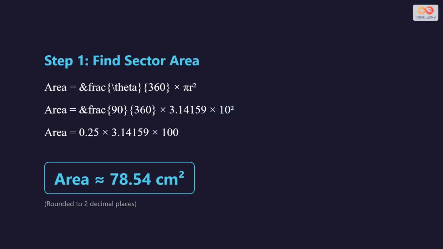First, we calculate the sector area. We plug in 90 degrees for theta and 10 for the radius. 90 over 360 simplifies to 1/4. So we take 1/4 of the full circle area, which gives us approximately 78.54 square centimeters.